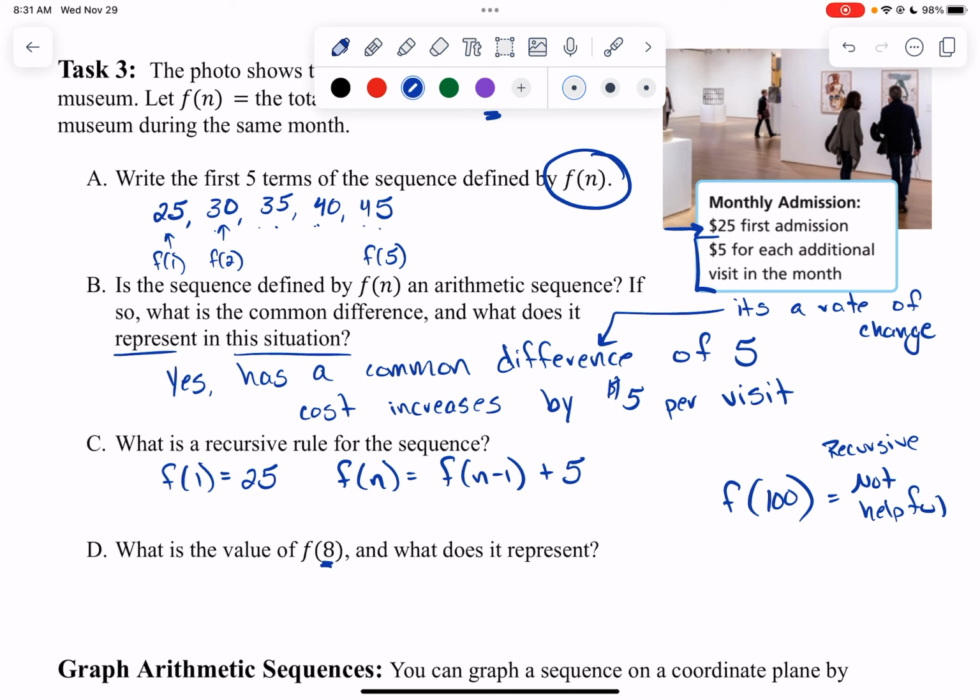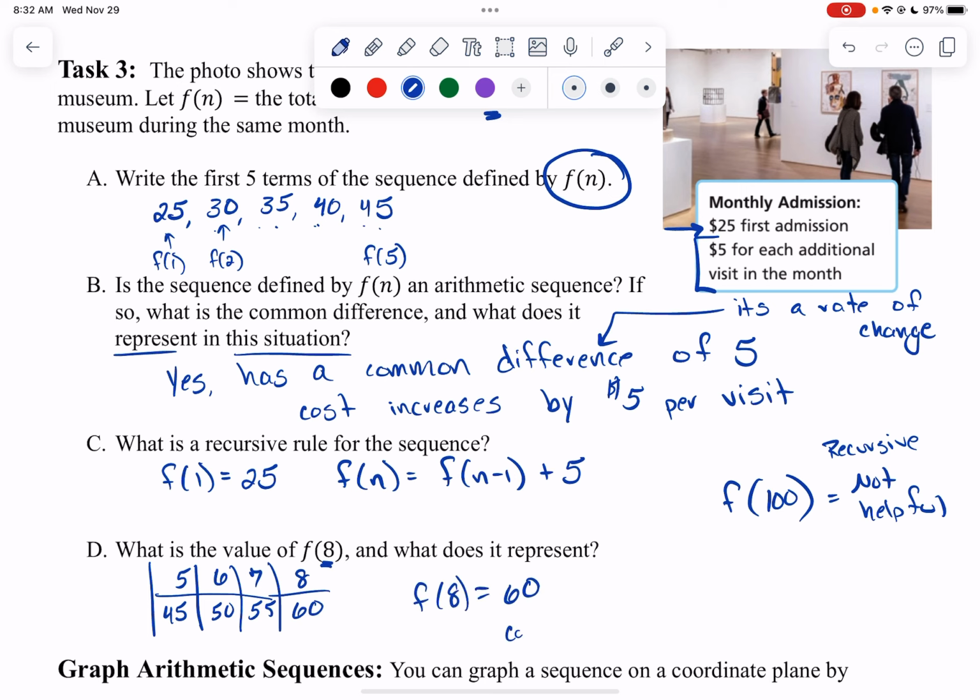So f of 5, so we know the fifth term. I'm just going to go ahead and create a table. The fifth term is 45. The sixth term then would be 50. The seventh term would be 55. We go up by 5 each time. And so the eighth term would be 60. So f of 8 equals 60. What does it represent? Cost of 8 visits to this museum in a month is $60. That's what it represents.